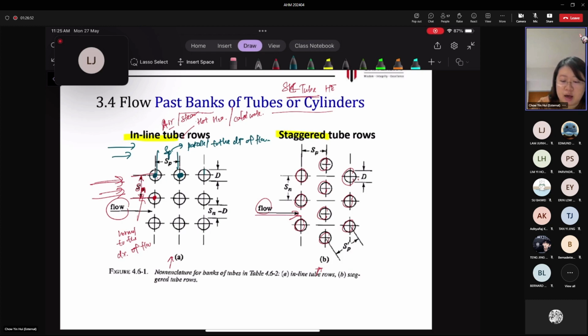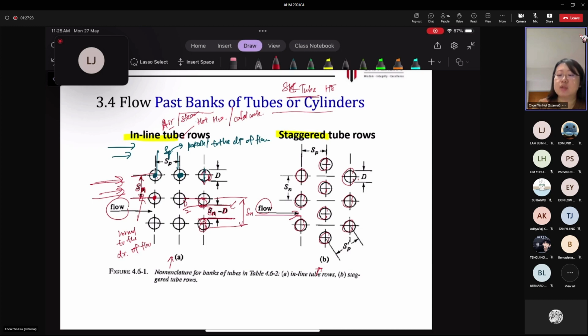Then d refers to the diameter. If you are looking for the distance between these two tubes here, then you should get Sn divided by the diameter. Because the whole distance here is Sn, then this part here is d over 2, and you have 2 of these, which is equivalent to the diameter. So that's why it's Sn minus d.